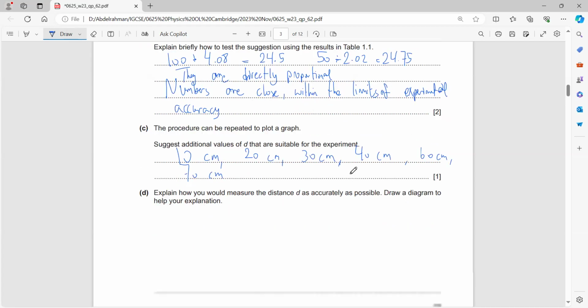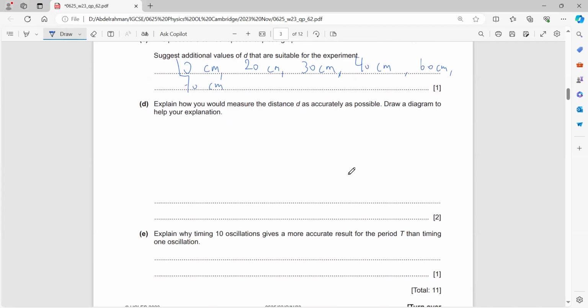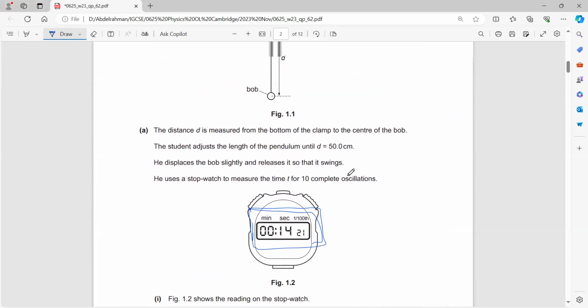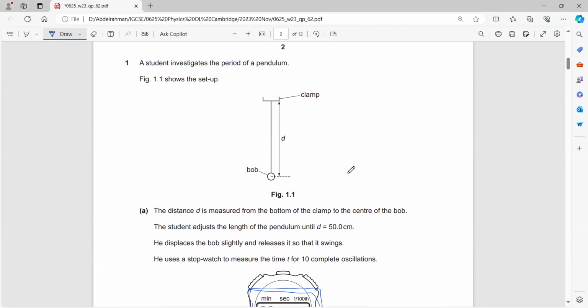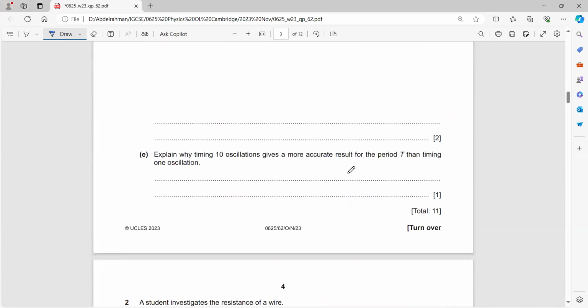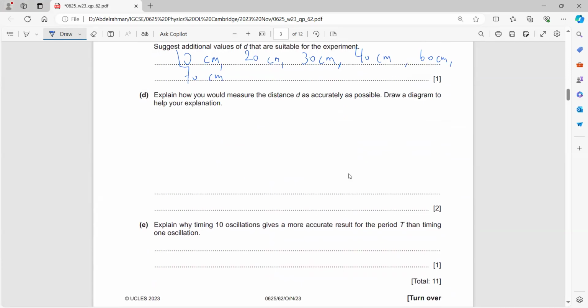Explain how you would measure the distance d as accurately as possible. Draw a diagram to help your explanation. How will I measure d as accurately as possible? This is a pendulum. A ruler. Draw a diagram: I will draw the pendulum and put the ruler close to the pendulum.